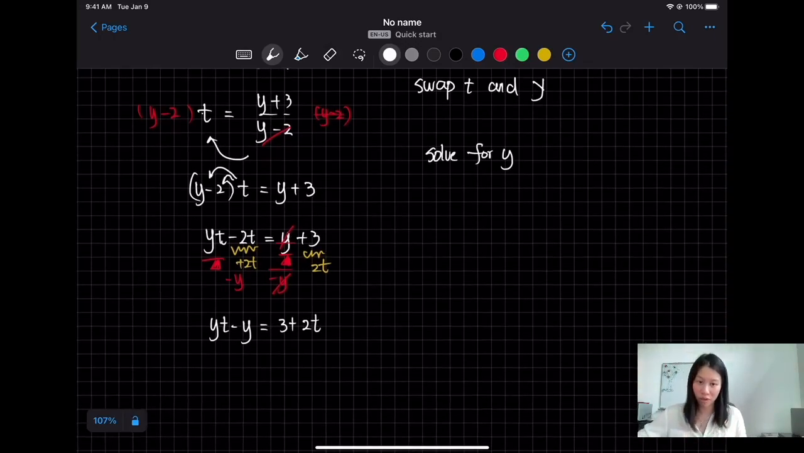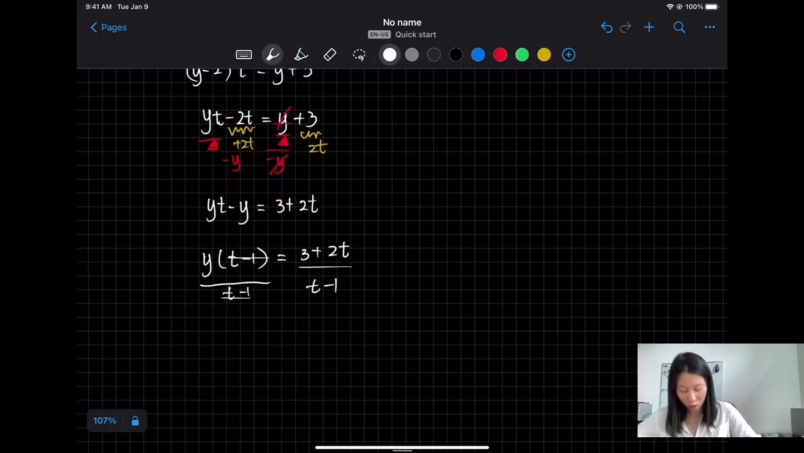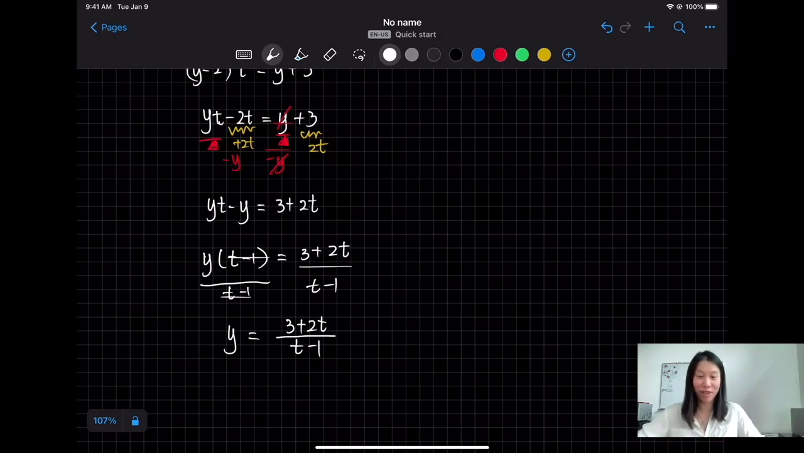Okay, so why would I do that? Because if I merge all the y terms on one side, we can factor the y out. So when I factor y out, I have y times (t minus 1) equals 3 plus 2t. Now I can divide by (t minus 1) on both sides. So I will get y equals (3 plus 2t) over (t minus 1). That's it. That's how we solve for y.